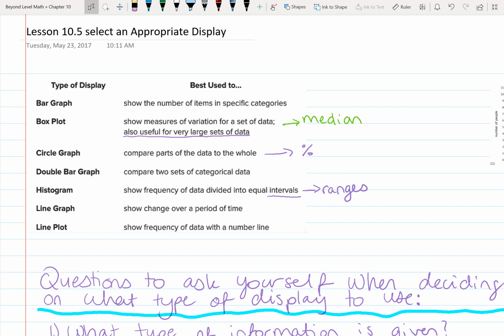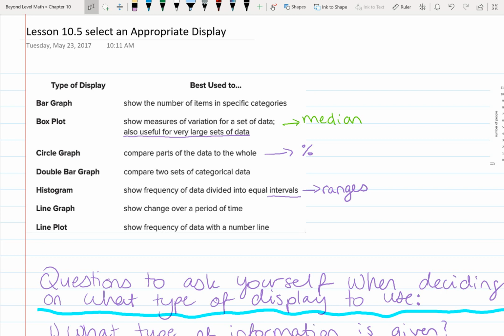This lesson is pretty simple and straightforward as long as you're comfortable with the vocab and the types of data display. A few of these we're really used to, a few we're not quite as used to. I am going to move quickly through all of this, but pause the video, make sure you understand the definition for each of them. So bar graph is something that we're very familiar with, right?